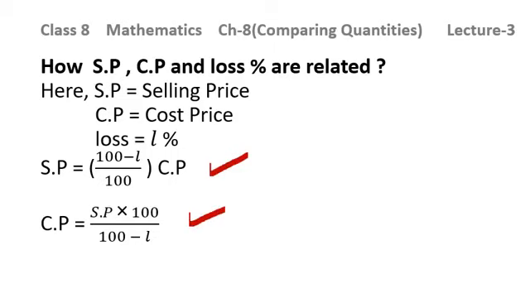CP will be given by SP into 100 over (100 minus loss percent). Using this equation only, we have calculated this CP; we have simply written this formula in terms of CP. So SP is selling price, CP is the cost price, and loss is given in percentage. You can use either of these formulas to get the unknown quantity. If loss percentage is unknown, you can calculate it. If CP is unknown, you can calculate it. Likewise, you can use the CP, SP and profit percent formula and this CP, SP and loss percent formula.